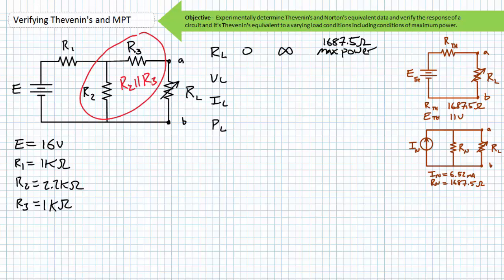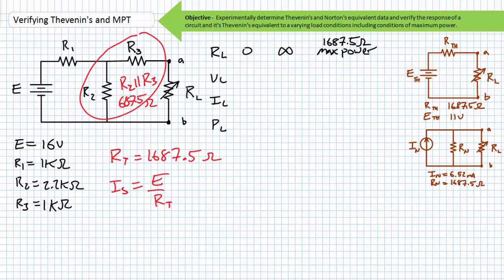Using the original circuit in short circuit conditions, the variable load resistor is replaced by a 0 ohm resistance. When RL is 0 ohms, it effectively places R2 in parallel with R3. The total resistance seen by the source is therefore R1 in series with a parallel combination of R2 and R3. The parallel combination of R2 and R3 is also 687.5 ohms. Therefore, the total resistance seen by this source is 1687.5 ohms.